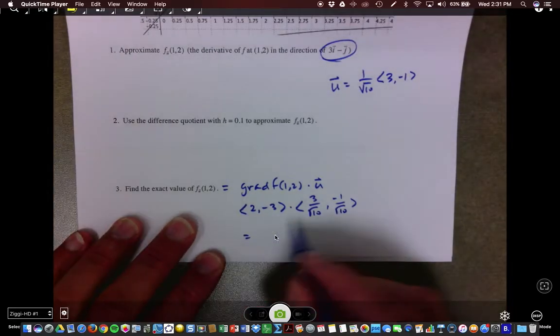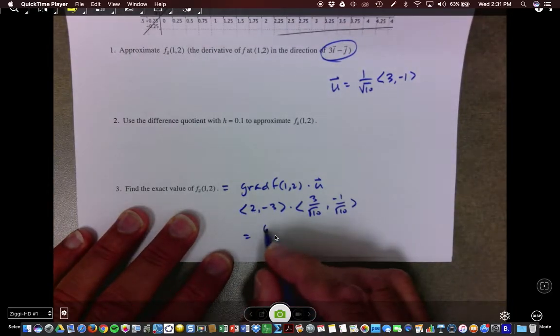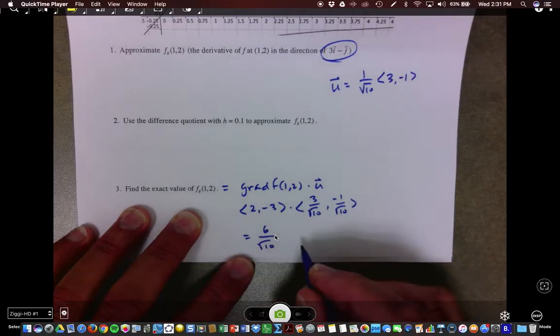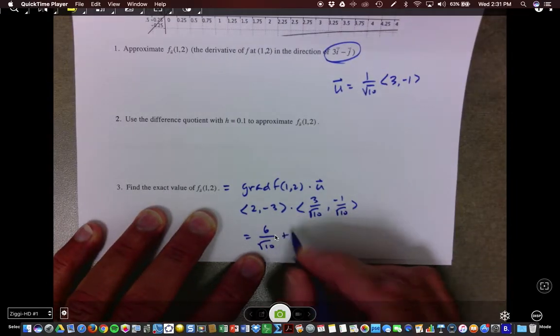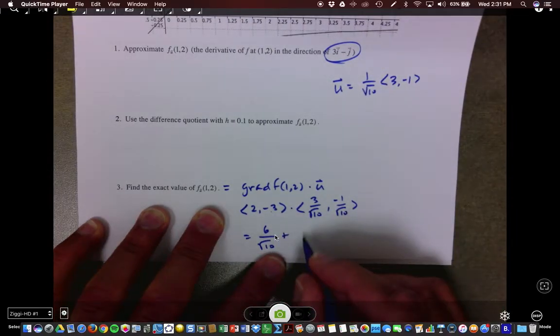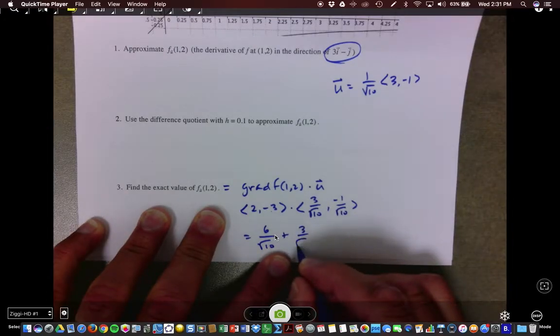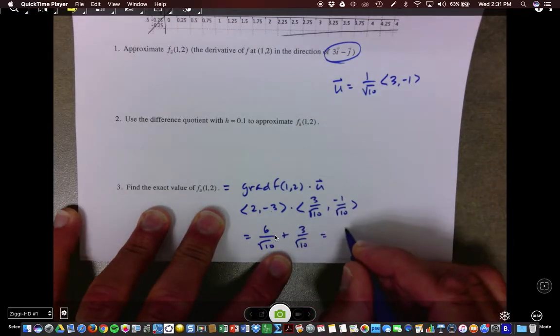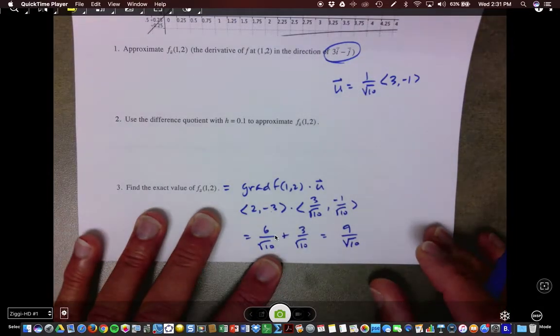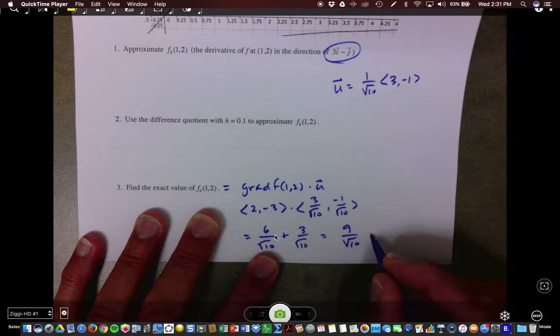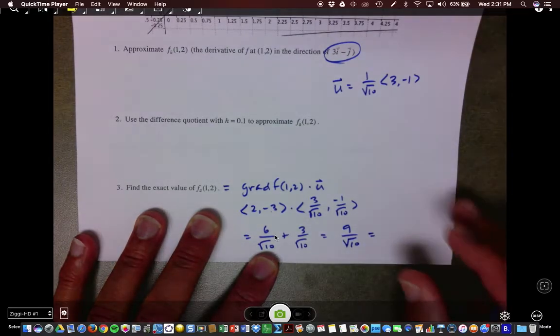And then when I take the dot product, I'm going to get 6 divided by root 10, and minus 3 times negative 1 over root 10 is going to give me positive 3 over root 10, and my answer is 9 over root 10.